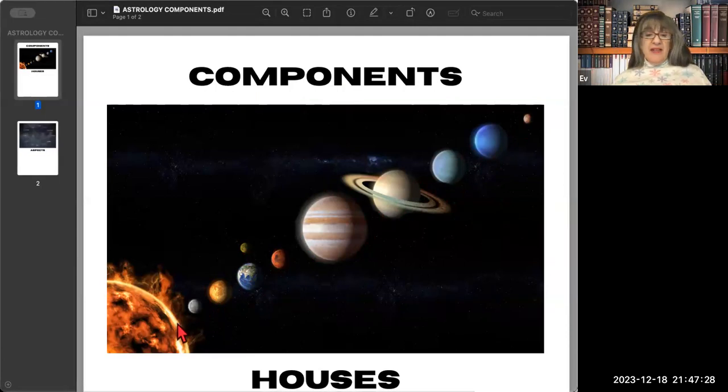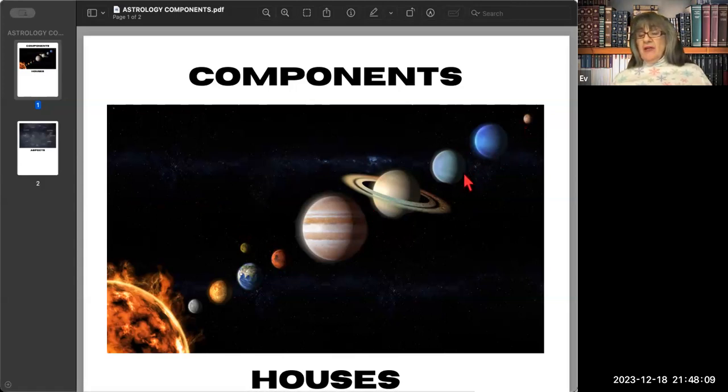And you could get an idea how huge the sun is compared to Pluto and how big Saturn and Jupiter are compared to the Earth and the moon. And remember that all the planets, except for the sun, are orbiting around the sun. They all have an orbit all around. So these have orbits.